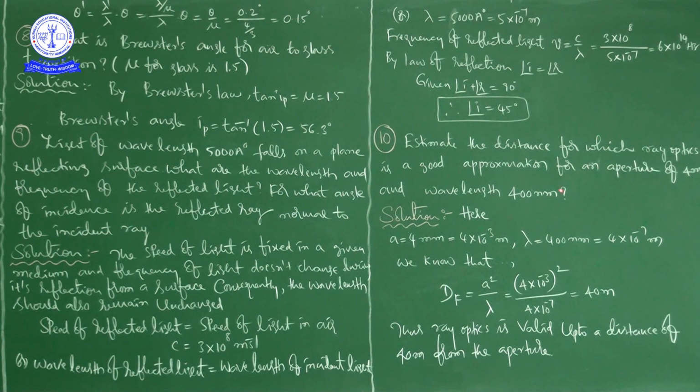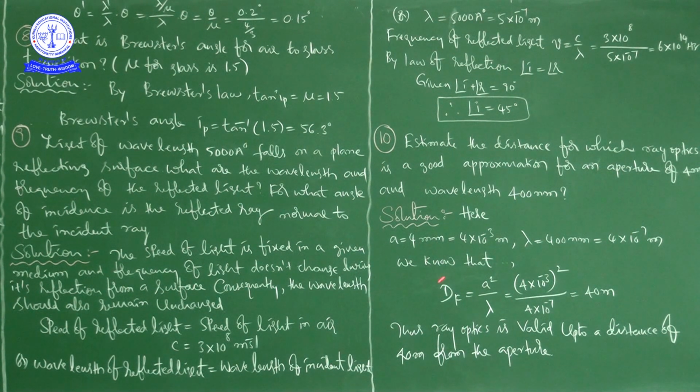First you have to write the given values. a is equal to 4 millimeters, that is equal to 4 into 10 to the power of minus 3 meters, and lambda is equal to 400 nanometers, that is equal to 4 into 10 to the power of minus 7 meters.